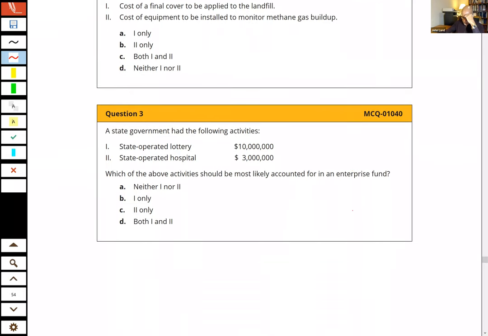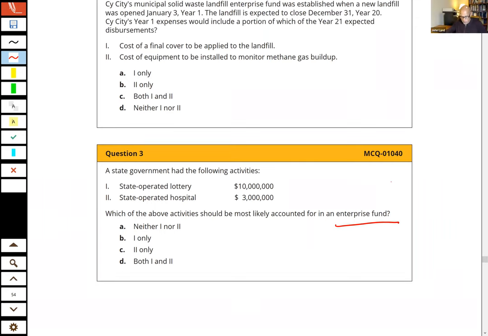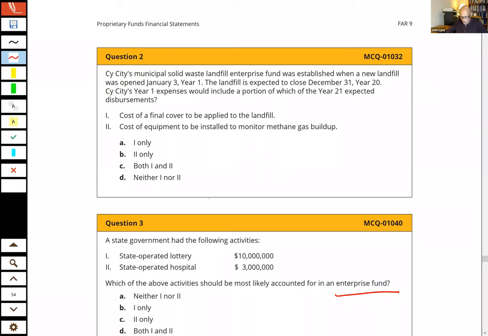State government has the following activities: a state-operated lottery, a state-operated hospital. Which of the above activities would likely be accounted for in an enterprise fund? So when do we account for something in an enterprise fund? What compels us to account for something in an enterprise fund? Professor, we're doing question two, not question three. Oh, no wonder. Okay, my bad.